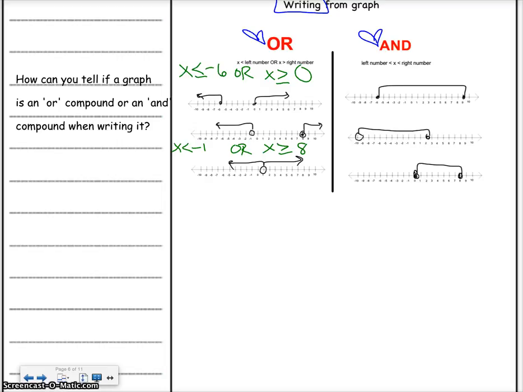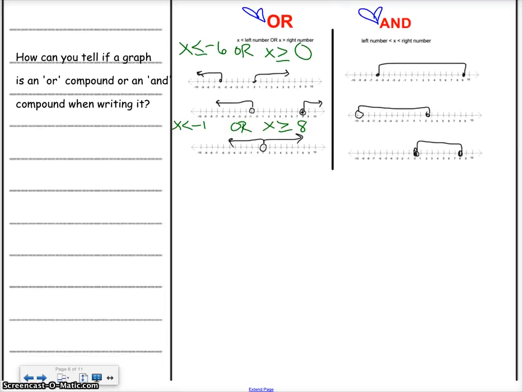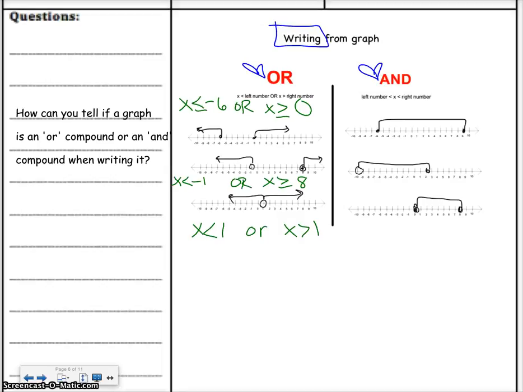This one's kind of cool. I got one circle. It's still an or situation. Notice that it's just colored in and it's going in 2 separate ways. So how you write this is X is smaller than, what is that, 1? 1. Or X is bigger than 1. So pretty much it's every number on the number line except for 1, because 1 is not colored in. So it's X is smaller than 1 or X is bigger than 1. So if you're given an or compound from a graph, you need to know how to write it.